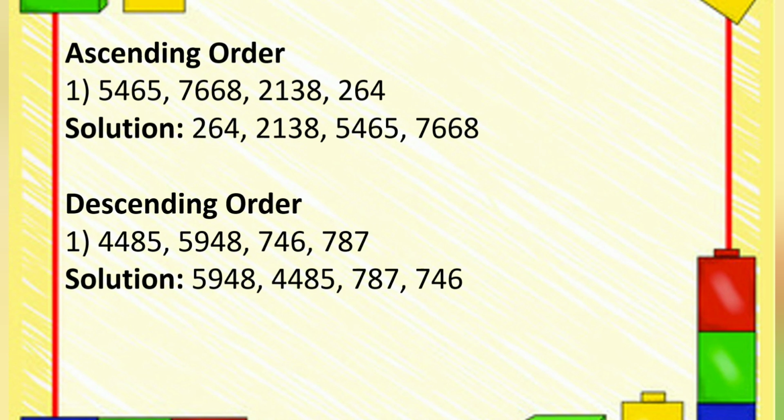Descending order. Descending order means arrangement from the greatest to the smallest. Example, 4485, then 5948, 746 and 787. Now here you have to write the greatest number first. So solution, 5948, then 4485, then 787, 746.